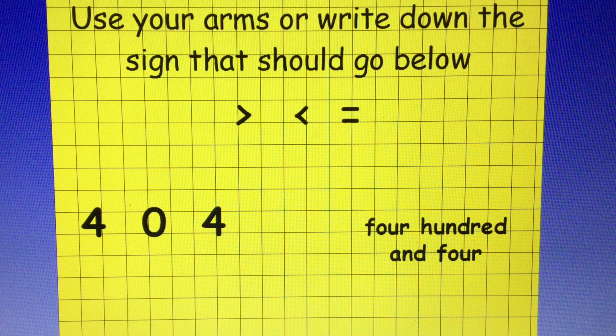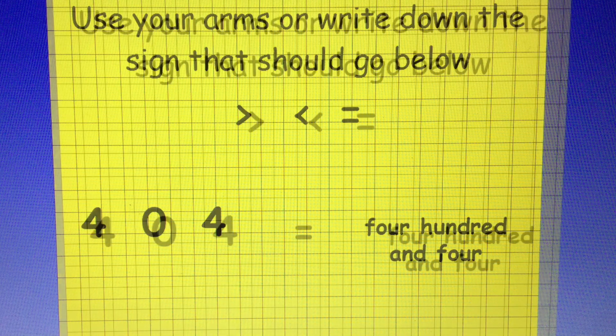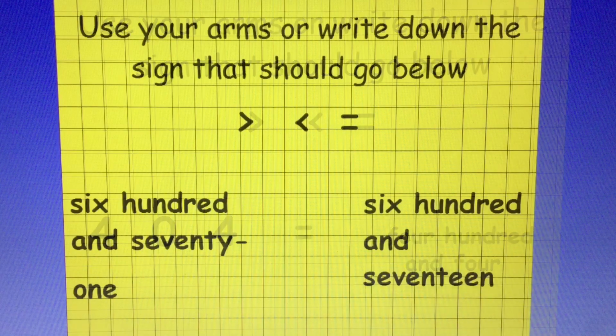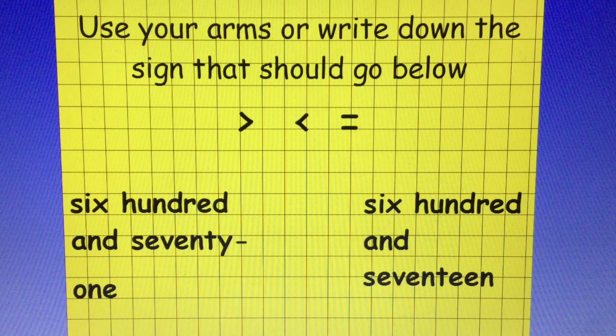We've got the numbers 404 and 404. Well done for not being tricked by the fact that it was written in words and numerals, because 404 is equal to 404. Use your arms or write down the sign that should go below.